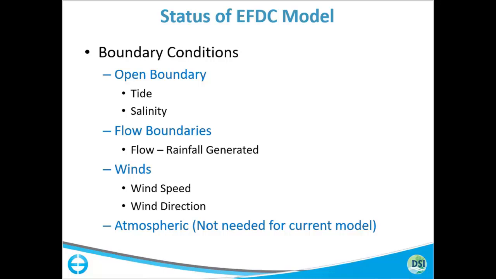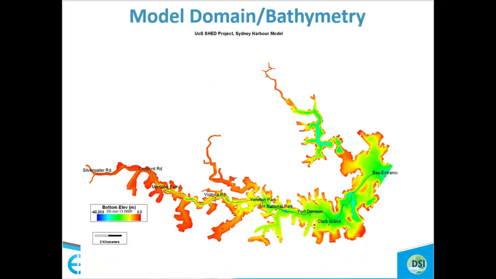I'll show you what the boundary locations were. They were not interested in the atmospheric data for that particular version when we worked, but they had wind and wind speed. This is the bathymetry data for the Sydney Harbour. The scale is 2 kilometers, and the bathymetry ranges from -42 to 2.2.